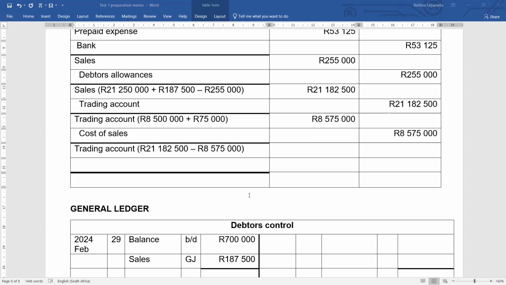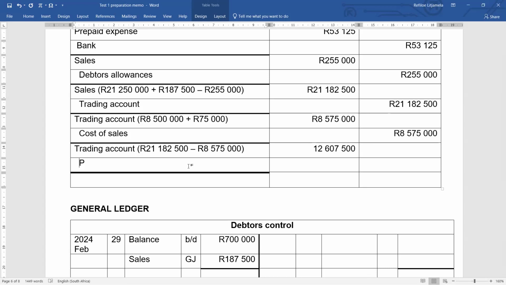So it is 21,182,500 minus 8,575,000. It gives me, okay, I hope I didn't make any mistake here. It gives me 12,607,500, right? Am I right? Yes. And all of that, which is my gross profit, I'm going to take it to an account which is called, we will do this at the end, and that is called profit or loss, okay?